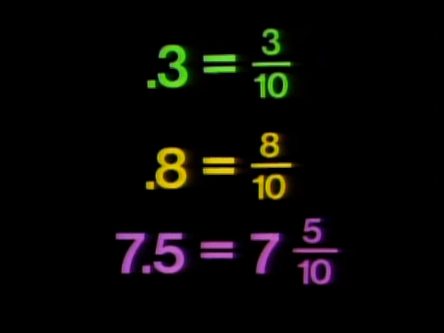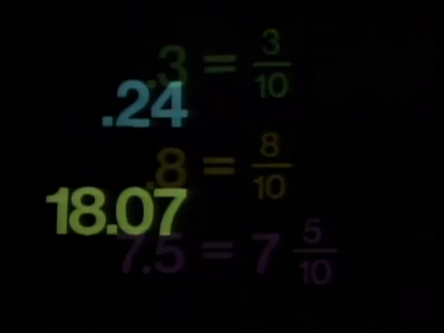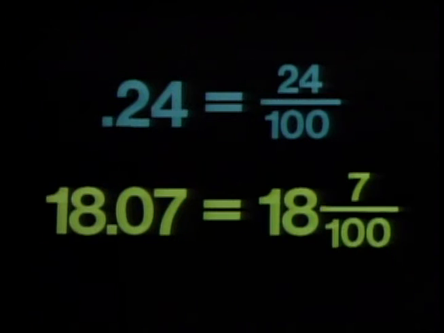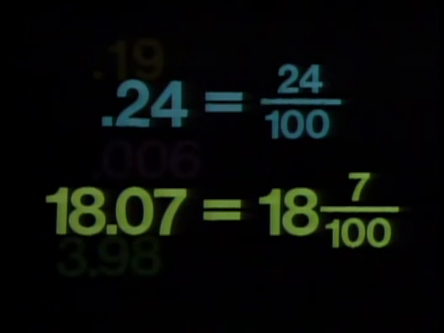If a decimal has two digits to the right of the decimal point, we can think of it as a fraction with a denominator of 100. For example, 0.24 is 24 over 100. 18.07 is like 18 and 7/100ths. Just to make sure you understand this, take time to write each of the following decimals as a fraction.